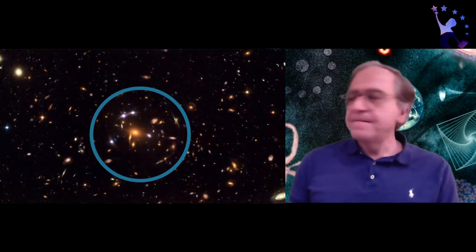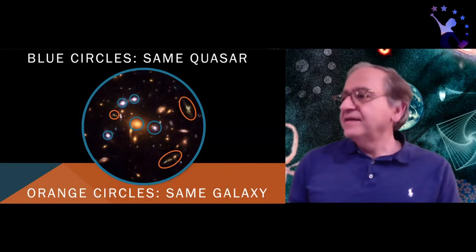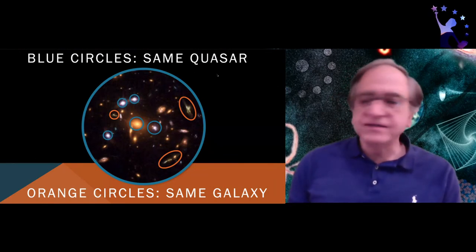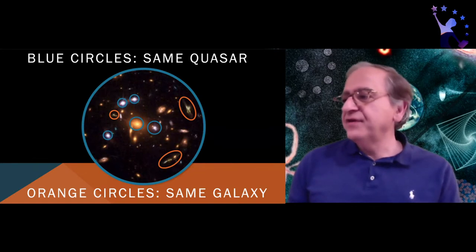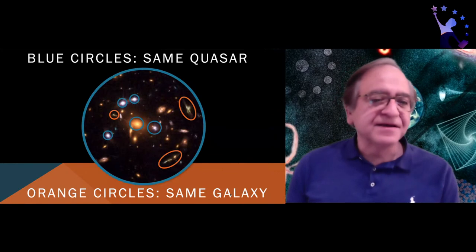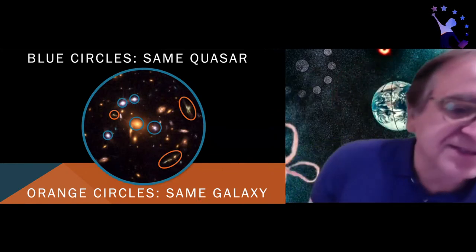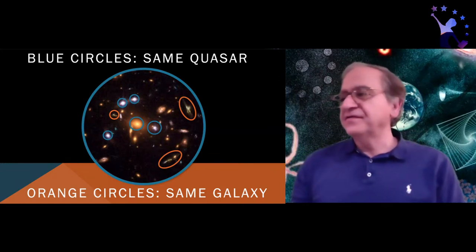So for example, consider this picture. You might see there are many different objects here, but it turns out that in that area, all the blue circles here, these five guys, are all the same quasar, and all these three orange circles are all the same galaxy. So they are the same galaxy, but their light gets to us in different paths, and it fools us to think they are different objects.